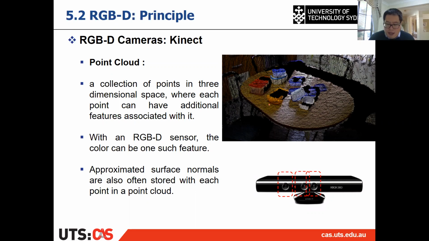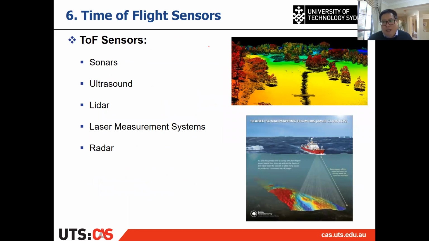All right. Then after that, we introduced the time-of-flight sensors. So we first introduced sonar, then ultrasound, then LiDAR, then a laser measurement system, which is similar to LiDAR. We didn't introduce radar, but it will be similar. All of these sensors are time-of-flight sensors. We also introduced a method which can extract lines from a 2D laser scan or 2D LiDAR. All right, so that's the time-of-flight sensors.